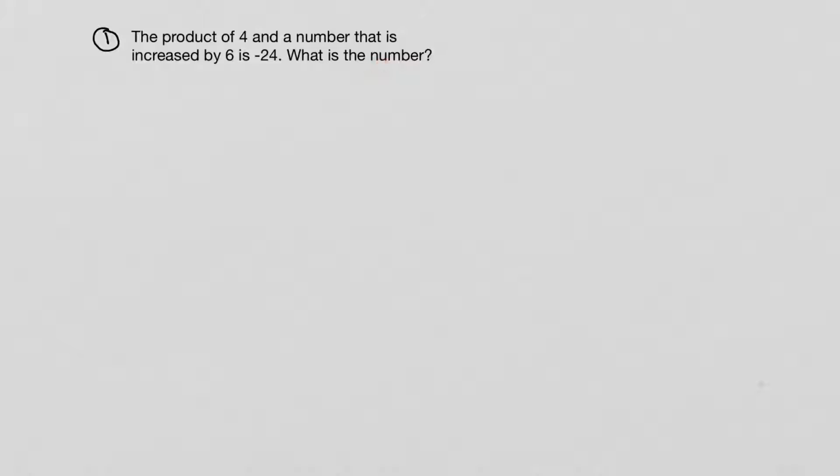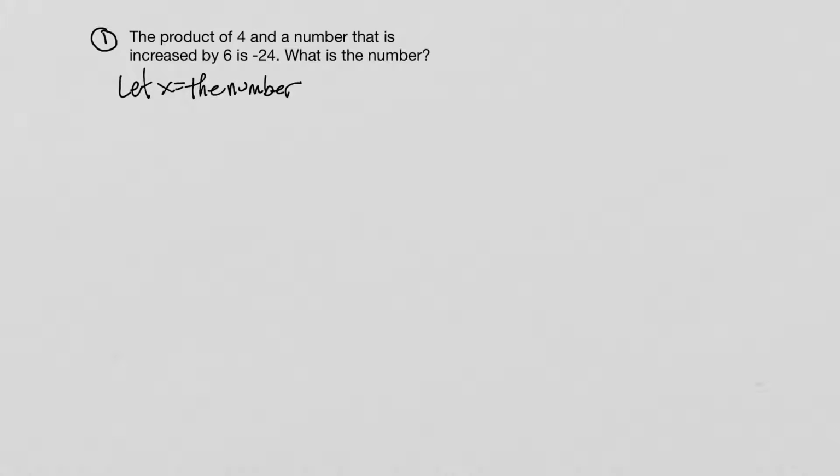So I'm going to introduce a variable, and what I could do is let x or n or some other letter be the number, but let's start here. Why don't we let x equal the number? All right, now we're going to try to get an equation, a relationship between the number and the constants. So look at what we have.